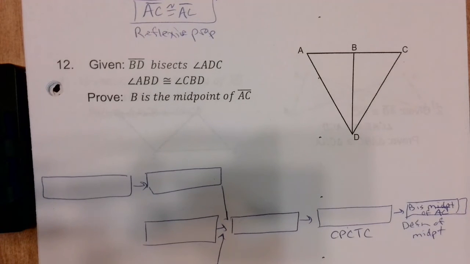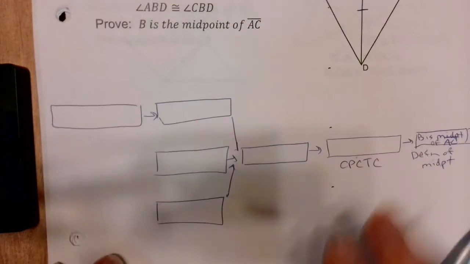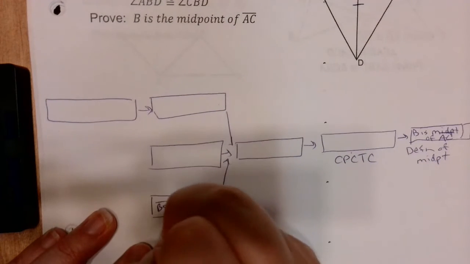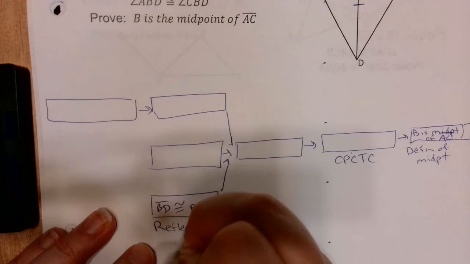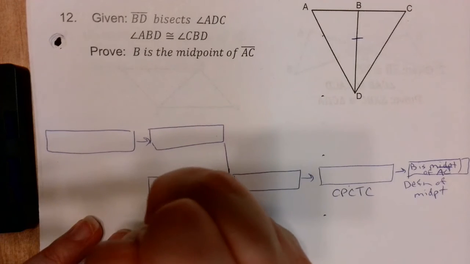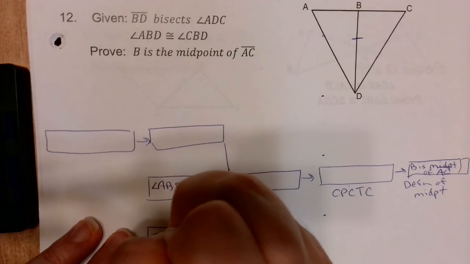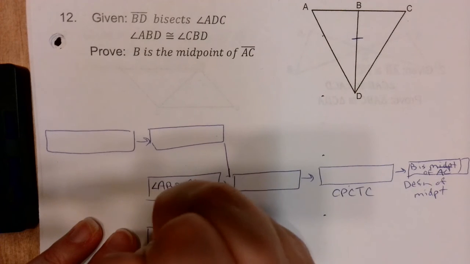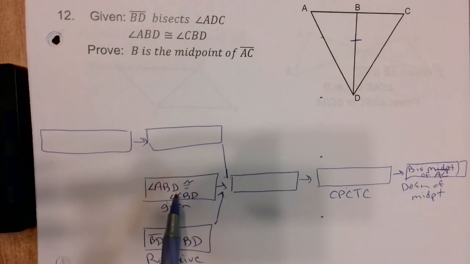Is this reflexive or vertical? Do they share a side or does it make an X in the middle? They share BD. So BD is congruent to BD by reflexive. I then probably work up and do the next easiest part for me, which is the given that does not require the extra box. Angle ABD is congruent to angle CBD by given.